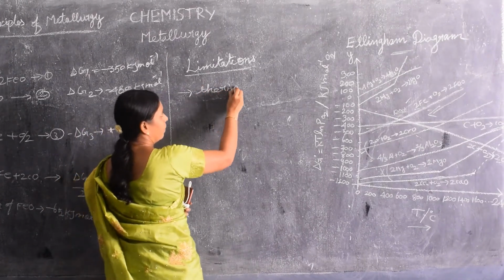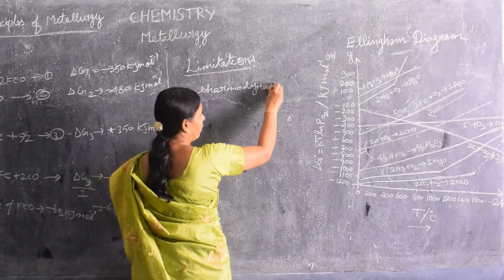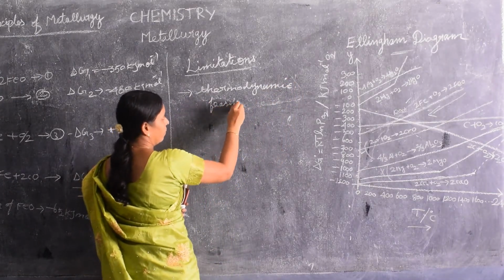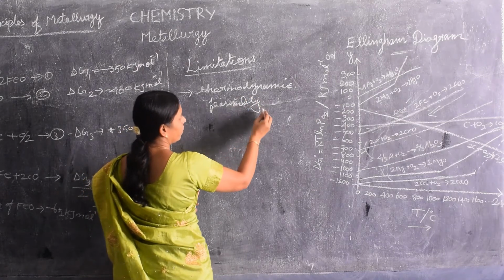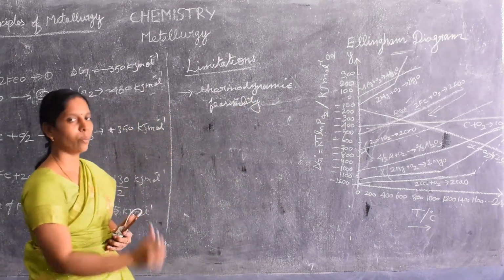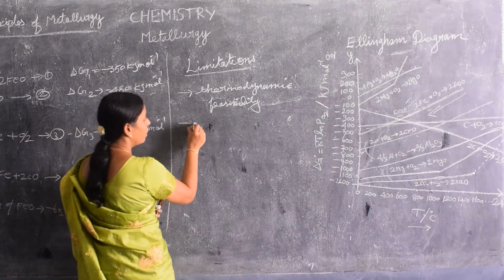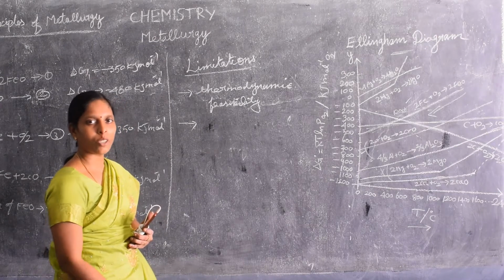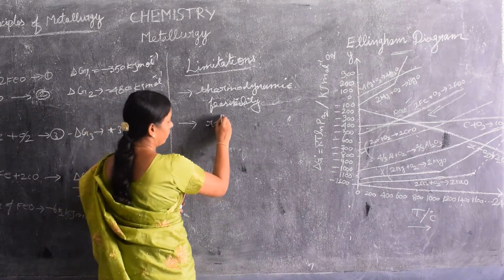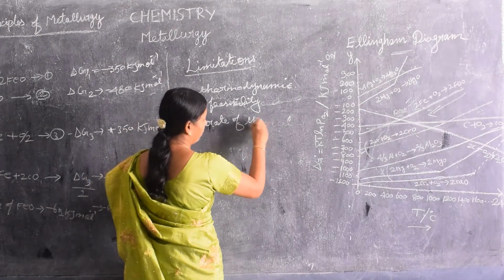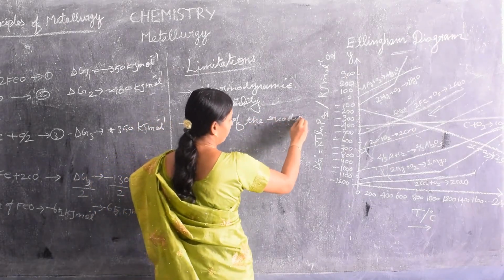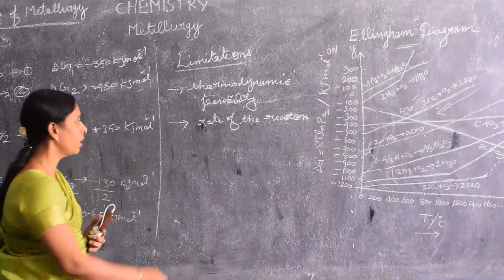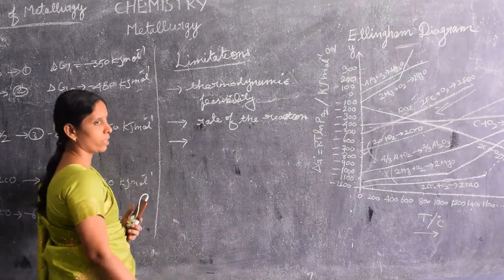தெர்மோடைனமிக் feasibility of the reaction அது மட்டும் தான் பேஸ் பண்ணி சொல்லியிருக்காங்க. சரியா. And then rate of the reaction. So Ellingham diagram does not give any information about rate of the reaction. Rate of the reaction பத்தி எதுவும் சொல்லல. Okay. And then possibility of the other reactions.